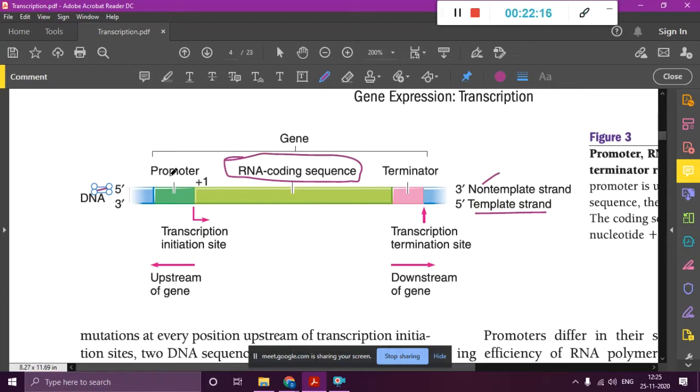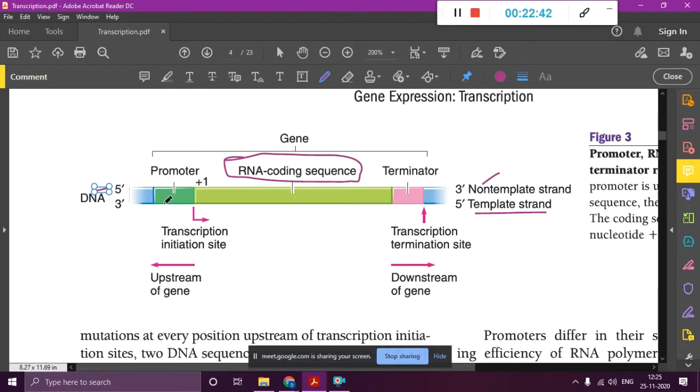So before this region, you have a promoter. This promoter is the region on which RNA polymerase binds. Otherwise, RNA polymerase will not know where to start transcription. Once it finds the promoter sequence on the DNA, okay, this is where we start our work. It will start its work.